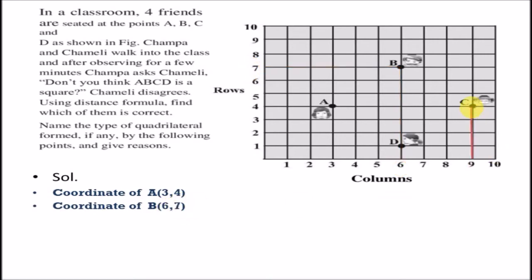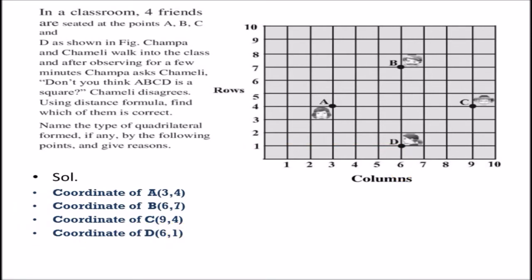Moving on to C, the horizontal position is at 9, x is 9, and the vertical position is at 4, y is 4. So coordinate of C is (9, 4), x followed by y. Finally, D's horizontal position is at 6 and vertical position is at 1. So the coordinate of D is (6, 1). So we have found out the coordinates of all 4 students.